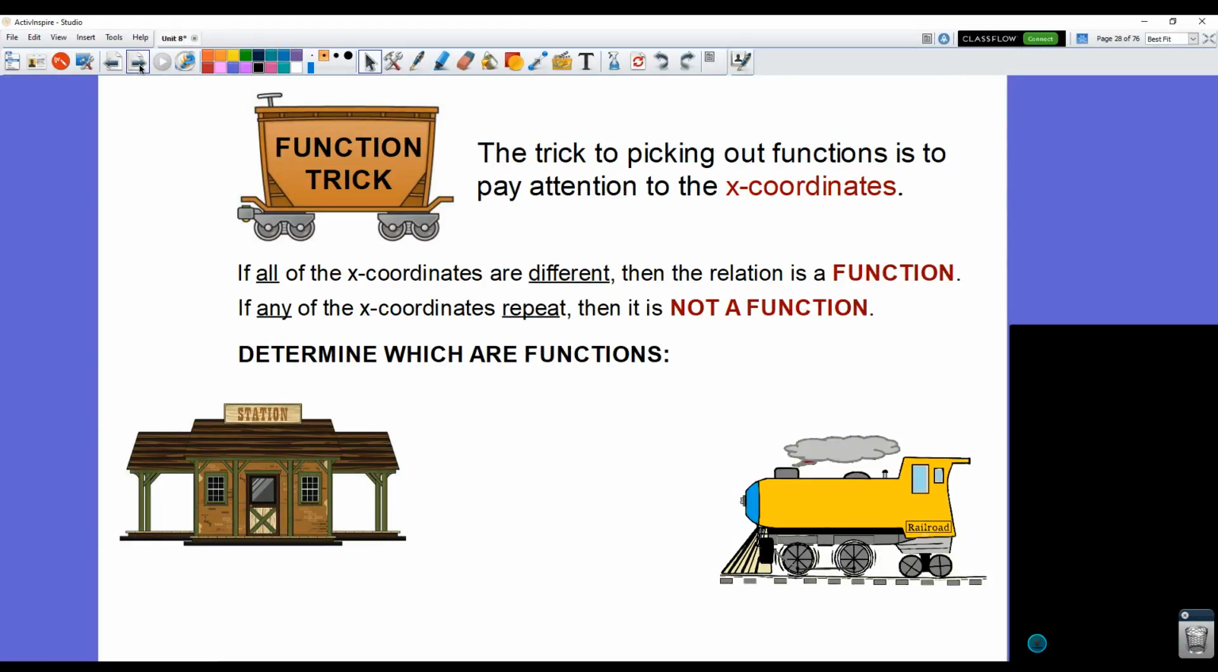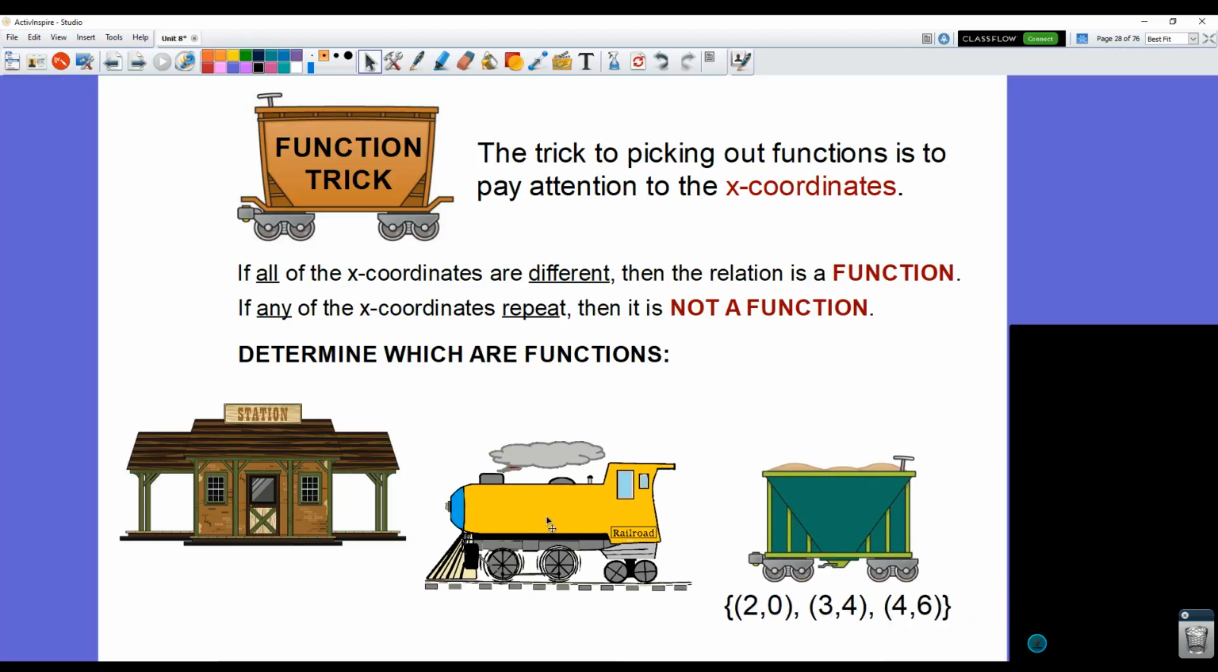There's kind of a trick to picking out functions. It's actually to pay attention to your y coordinates. If all of the y coordinates are different, then it is a function. If any of the y coordinates repeat, then it is not a function. So I'll show you what I mean by this.